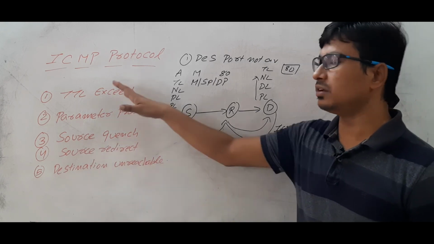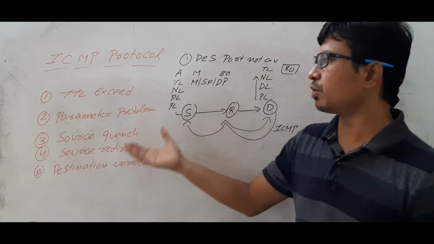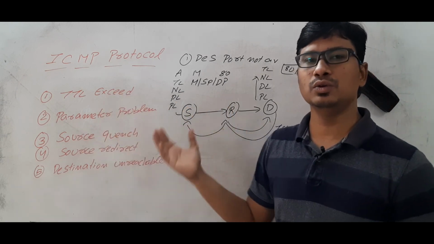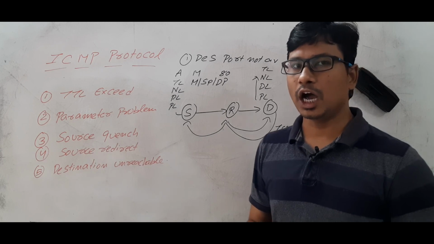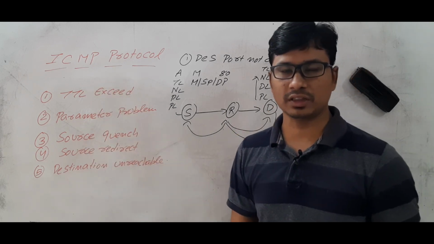So these are the pieces of information the intermediate nodes or the destination will provide as feedback to the source using the ICMP protocol. I hope you have understood all these problems and their solutions also.